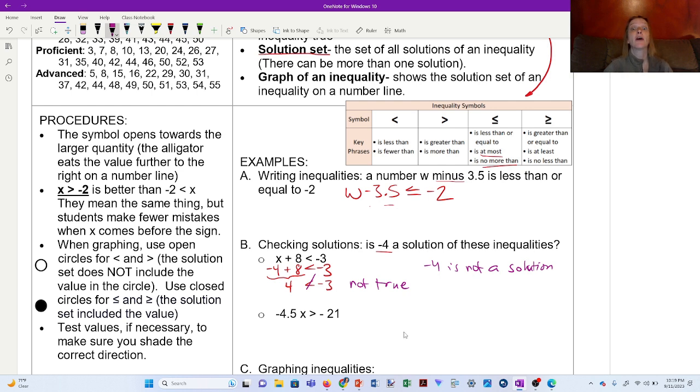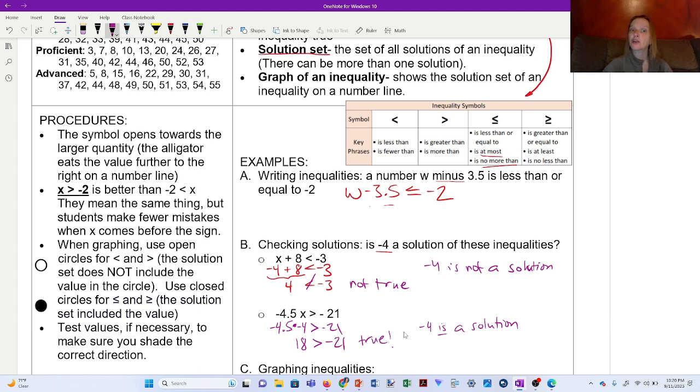So what does it look like if a value is a solution of an inequality? We'll do the same thing. We'll take that negative 4 value and plug it in here. Now, because there's no operation sign between the 4.5 and the x, we know that this is a multiplication problem. So we've got negative 4.5 times negative 4 is greater than negative 21. And if we do the multiplication, we remember a negative times a negative is a positive. So we get 18 is greater than negative 21. This is a true statement. And because it's a true statement, that means that negative 4 is a solution to this inequality.